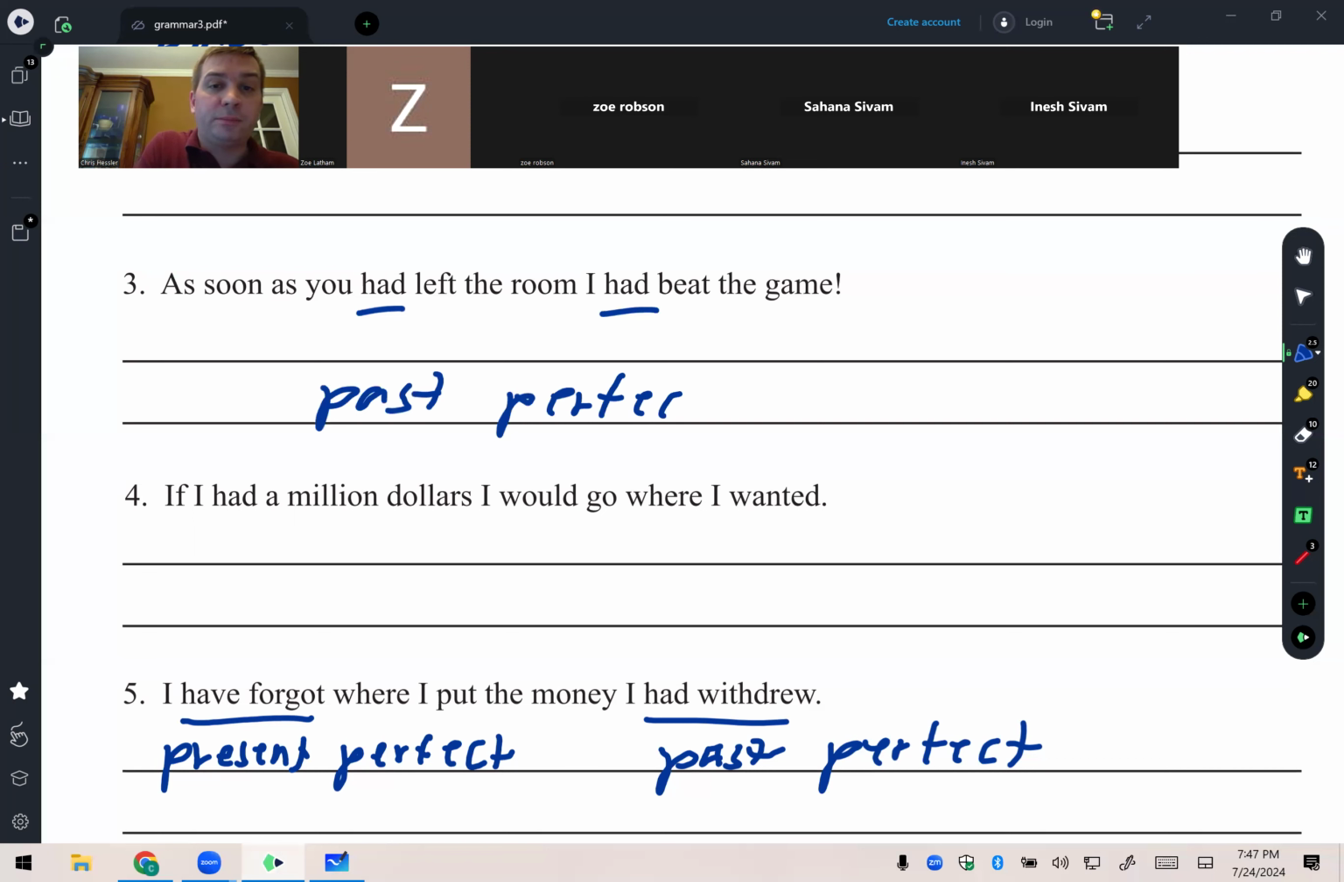But there's still a problem. Does anyone see the issue or how we should correct this one? So the simple past tense of this verb is beat, but that's not what we need here. What should it be? I beat you at checkers, but we're not in the simple past. We're in past perfect.